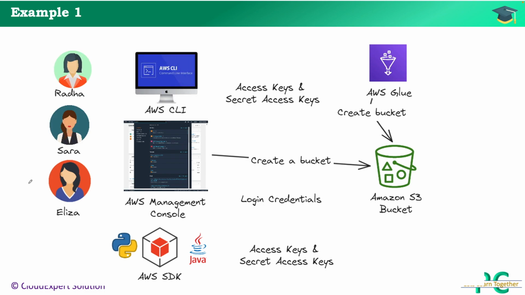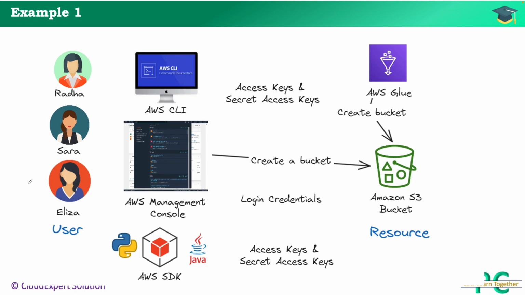Now to this example, let's add a little bit more complexity. Let's say Sara and Radha are also from the same group and work closely with Eliza. So all these three associates are working together for the same purpose, maybe on the same projects. Now in our example, Eliza, Sara, Radha are the users, the individuals who want to access AWS and AWS services.